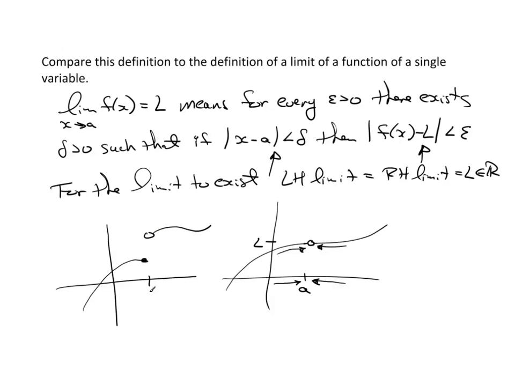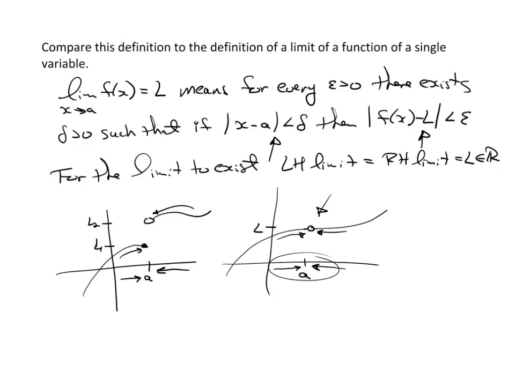And this is A. As I approach from the left, I have one value, call it L1. And as I approach from the right, I have another value that I'm approaching, call it L2. In this case, obviously, the limit won't exist. That's why I have to check from both directions here to confirm that the limit really does exist.